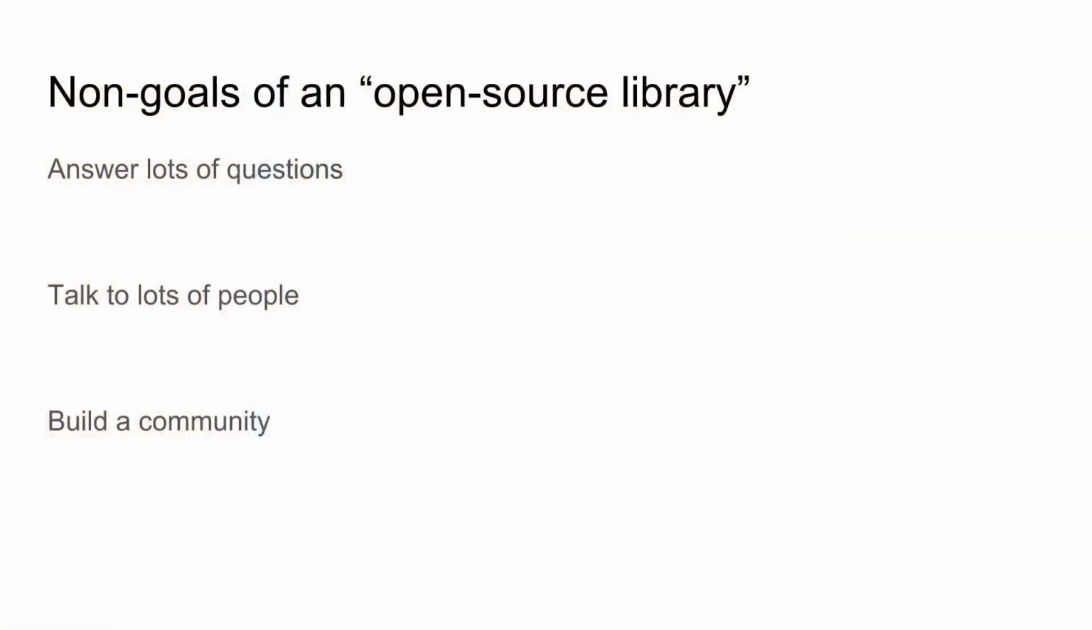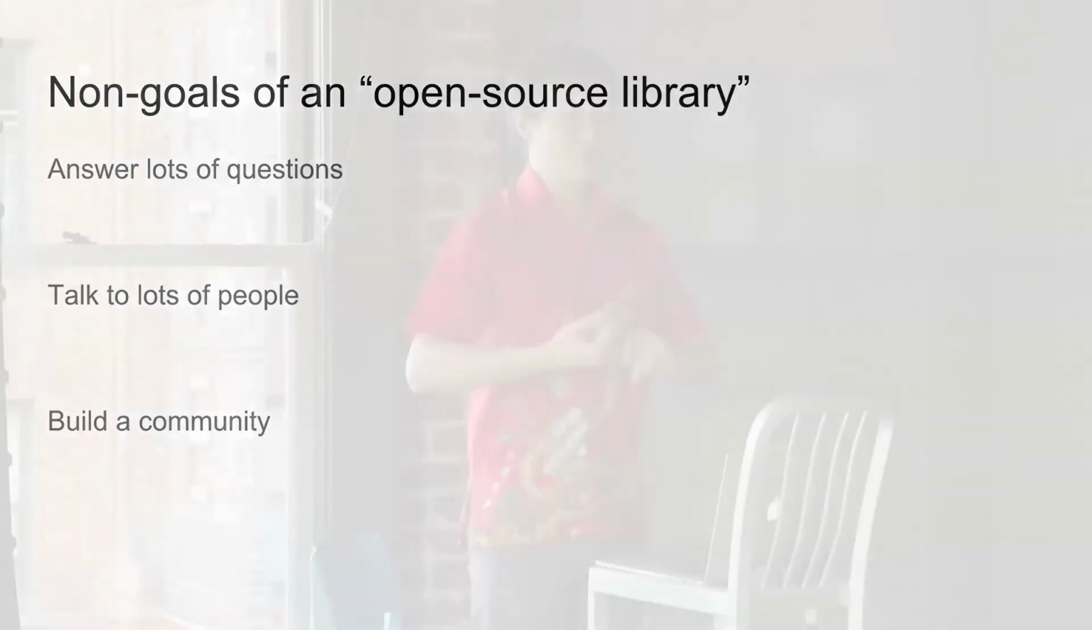So non-goals of the open source library, again, as I defined it relatively narrowly, is to go around answering questions, to talk to lots of people, or in general, to build a community. All these are perfectly fine things you can do, but I don't think that they are core to an open source library. So you can have a library without a community. You can have a library with a community. I've used plenty of both. You can have communities without a library. You can have a community about raising chickens in your backyard. That's quite a popular one online. So it's kind of separate whether you're in the community and whether you're in the library.